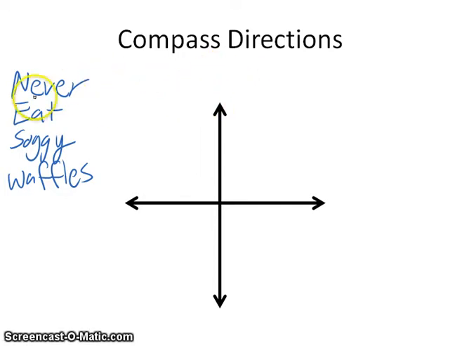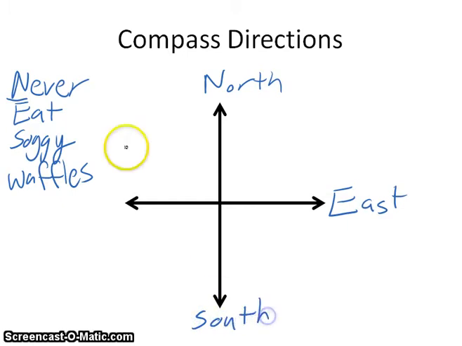So never, N, start at the top. We go clockwise around, right, E for east. So we have north, east, south, soggy, and waffles, west. Okay? You can also remember this by saying, oh, east is E, so I eat with my right hand.